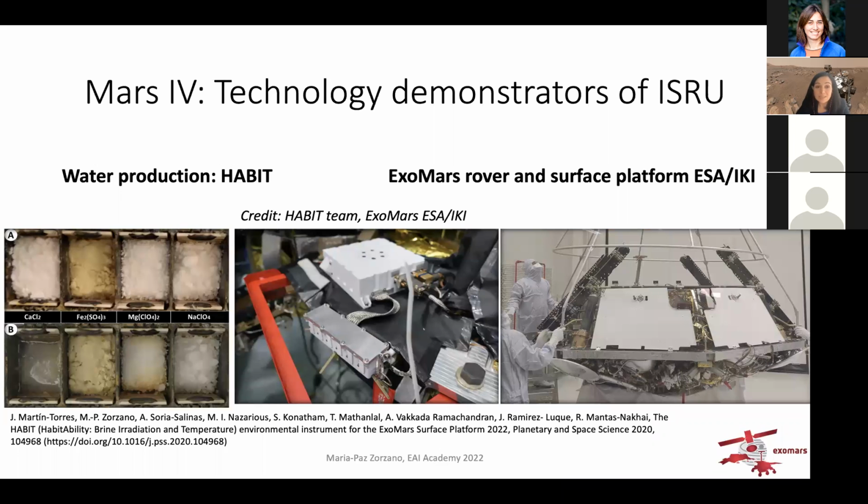On the other side, ExoMars, as it was designed before, included the Habit instrument within the surface platform, and Habit was going to do the demonstration of the water extraction capabilities of salts. This could be a way to absorb water from the atmosphere and have a few grams of water every day in this small container.